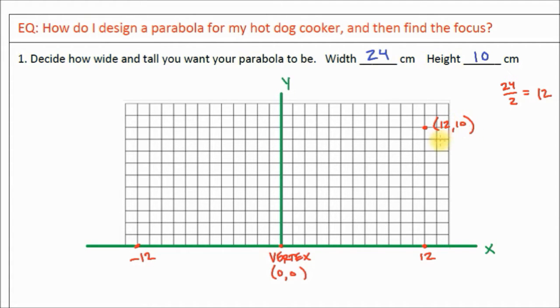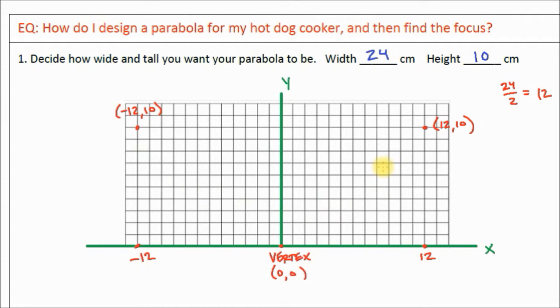Now we know that point is going to be on our parabola because that's the farthest right and highest point of our parabola. And then we can go to the other side also and count 1, 2, 3, 4, 5, 6, 7, 8, 9, 10. We can put a point there, and that point is also going to be on our parabola, but that's negative 12, 10. Those 2 points are known points on our parabola. The vertex is a known point on our parabola. What we don't know is all the points that go in between.